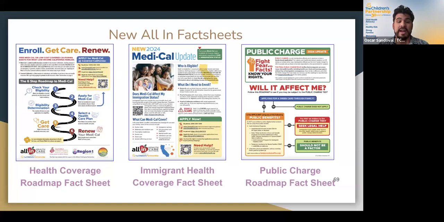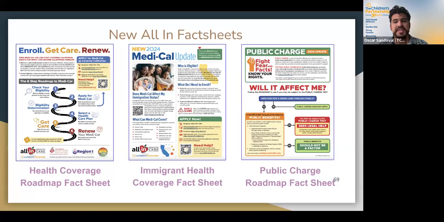In the middle, you have the immigrant health coverage sheet. This explains the Medi-Cal expansion, basically announcing that as of this year, all folks in California, regardless of immigration status or age, are eligible for Medi-Cal as long as they meet the income requirements. And on the right, we have our public charge roadmap. This essentially gives the most recent update to the public charge rule and gives folks who are applying for family-based green cards some guidance on which public benefits do or don't count towards public charge.